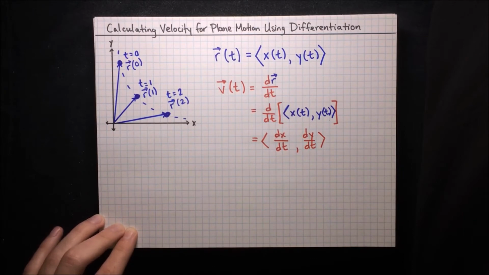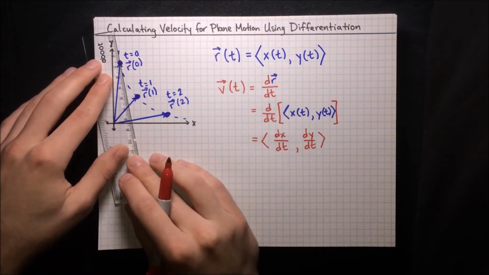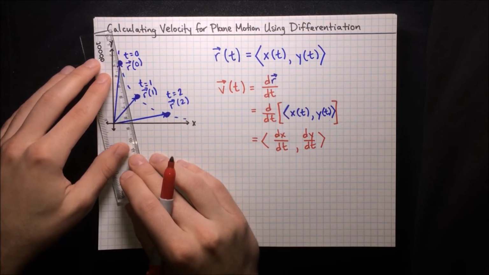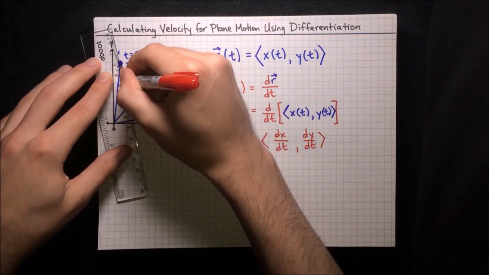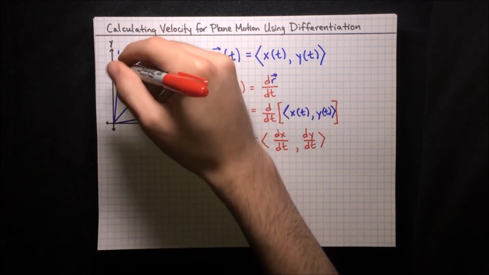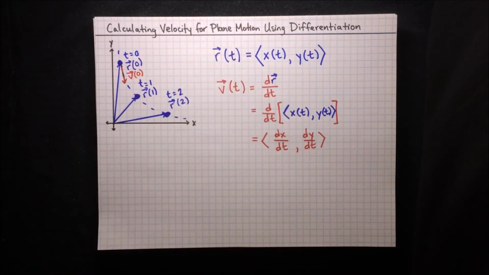And we end up with another vector. And that vector will just point in the direction that the particle is moving at any particular moment in time, with magnitude equal to the speed of the particle. So for example, at time equals 0, our velocity vector would be pointing in the direction of motion, which is tangent to the particle's path. So it would look something like this. So that vector would be v of 0, the velocity at time 0.